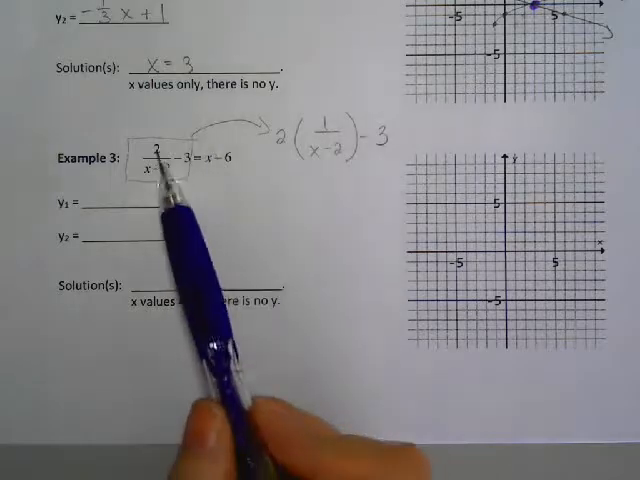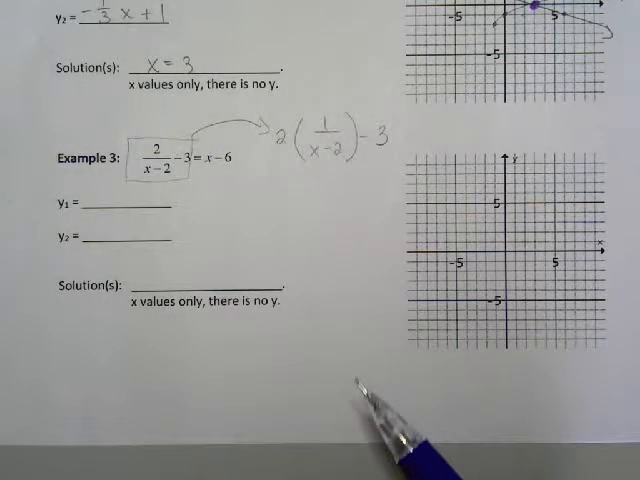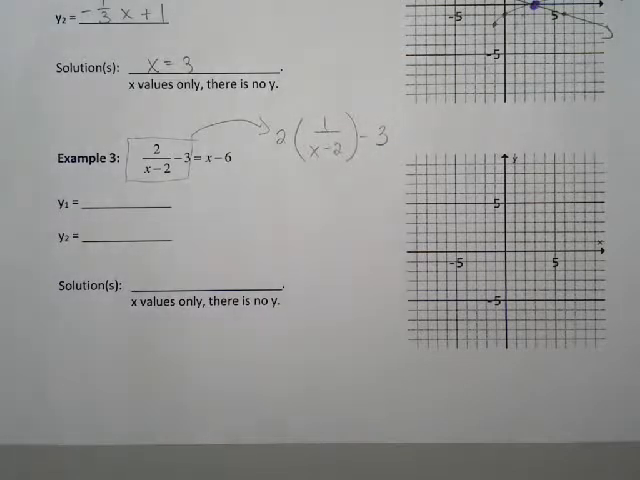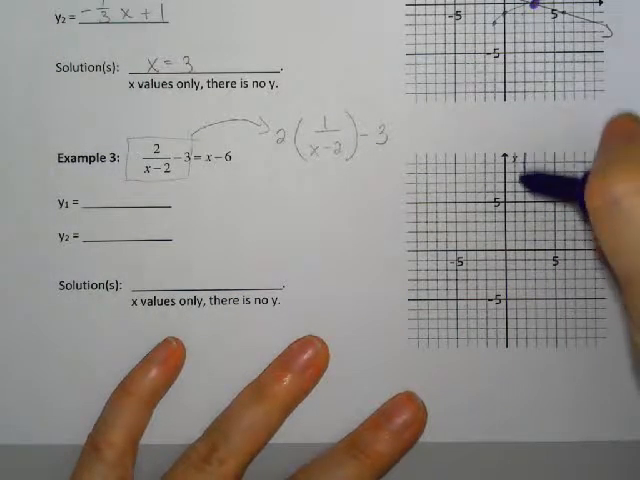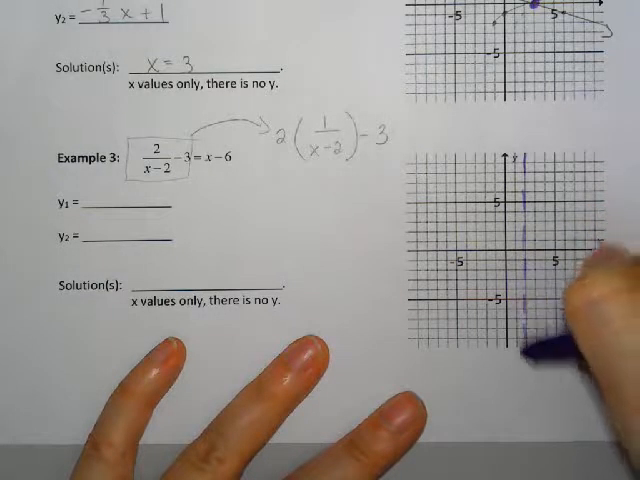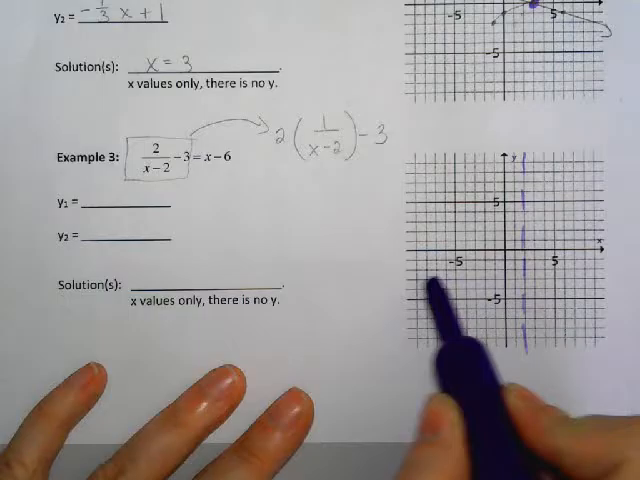So instead of the 2 being on top, it's out in front, and our a is 2. So we're going to move forward with this example, even though for your test, I'm not going to give you a hyperbola that's been transformed with a different a. But what do we know our asymptotes are going to be on that hyperbola? Where are our asymptotes? x equals 2, and y equals negative 3.